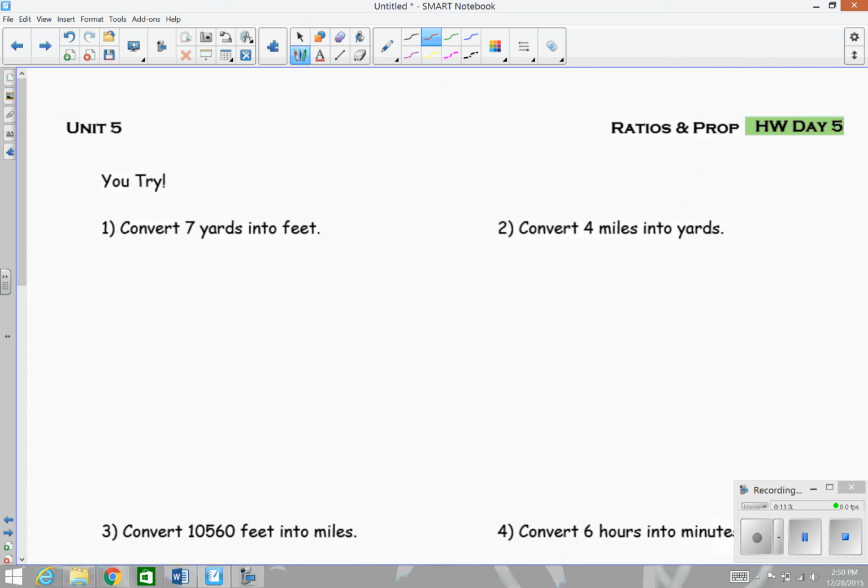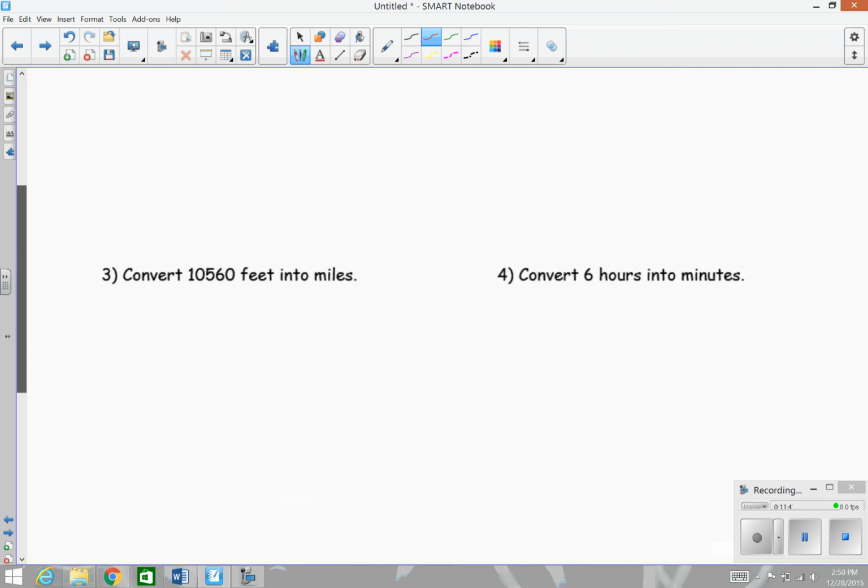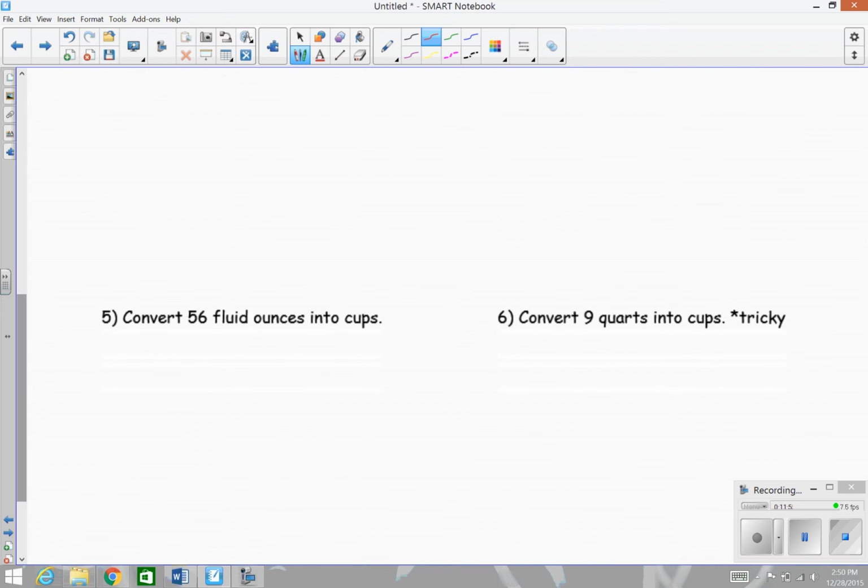Over here, you have some to try on your own. Some of these are ones you should know. For example, yards to feet and feet to yards, you need to have memorized. Miles to yards, you should be able to find on your reference sheet. Feet to miles should be on your reference sheet. Hours to minutes is one you should have memorized. How many minutes in an hour? Fluid ounces to cups should be on your reference sheet.